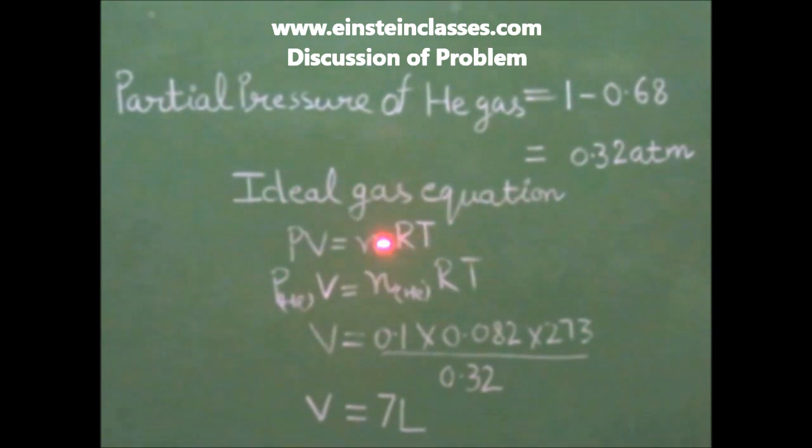Now by the use of the ideal gas equation, that is PV = nRT, if we use the pressure of the helium gas and V is the volume of the gases, then n is the mole of the helium gas, R is the universal gas constant, and T is the temperature in Kelvin. We can find out the value of V. So volume V is, by simple calculation, 7 liter. So the volume of the helium gas is the volume of the gases.